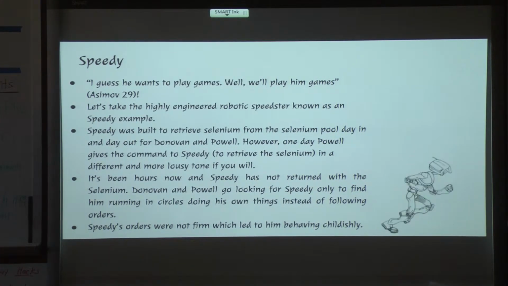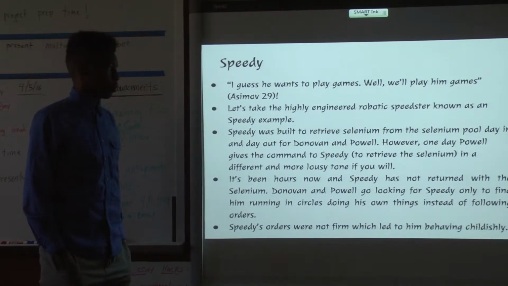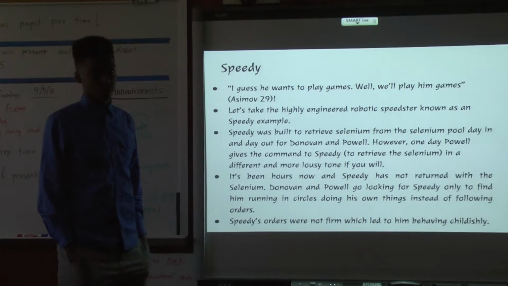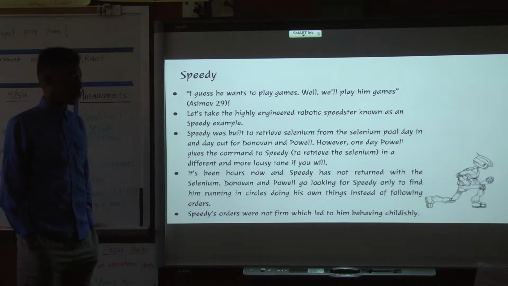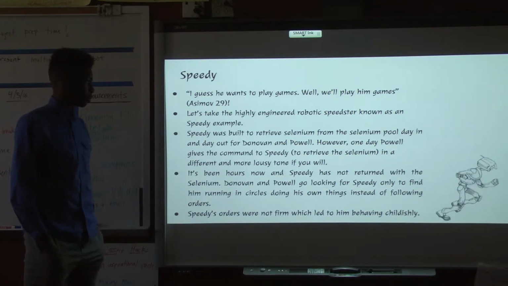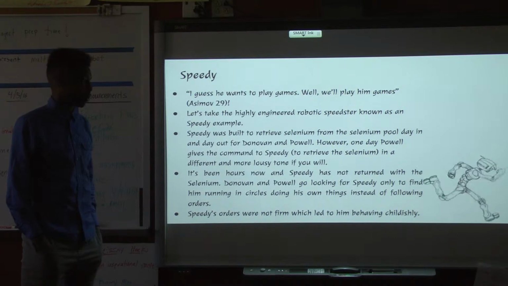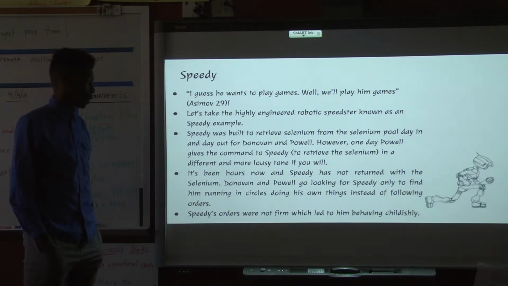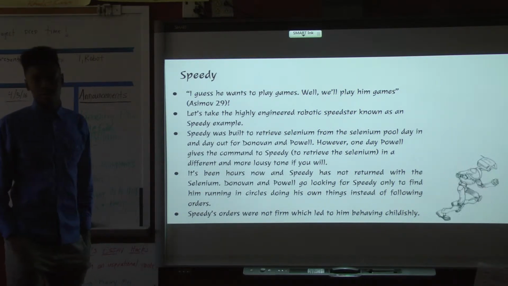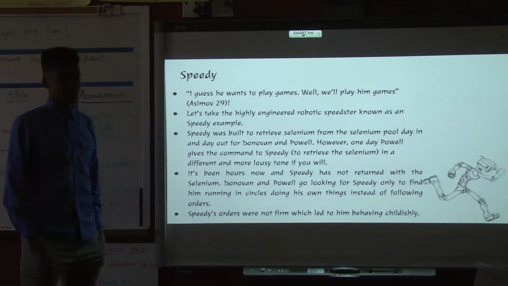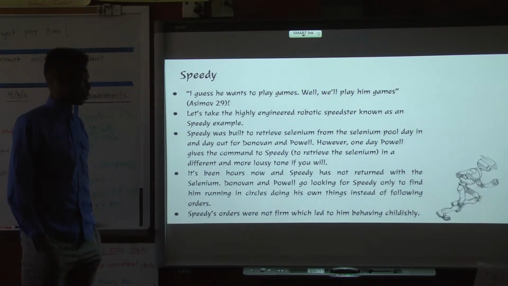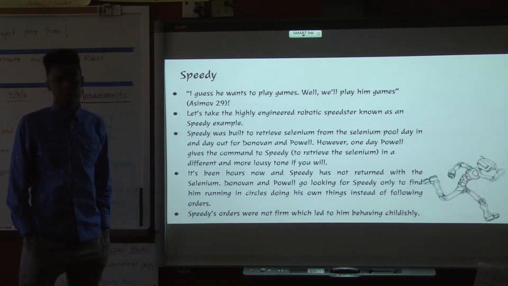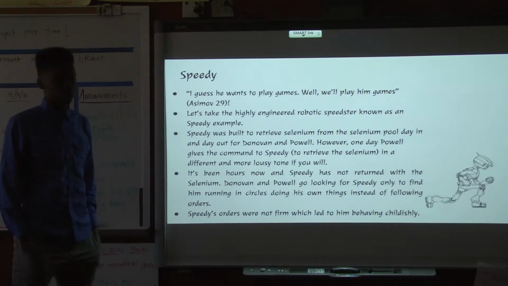All right, so Speedy was the highly engineered robotic speedster who was able to retrieve selenium from the selenium pool on the planet Mercury. Speedy was built to retrieve. However, one day when Powell and Donovan gave Speedy a command to retrieve the selenium from the selenium pool, the command was very lackadaisical and very sluggish, and we felt that this caused Speedy to, in a way, malfunction and not be able to retrieve the selenium the way he was supposed to.